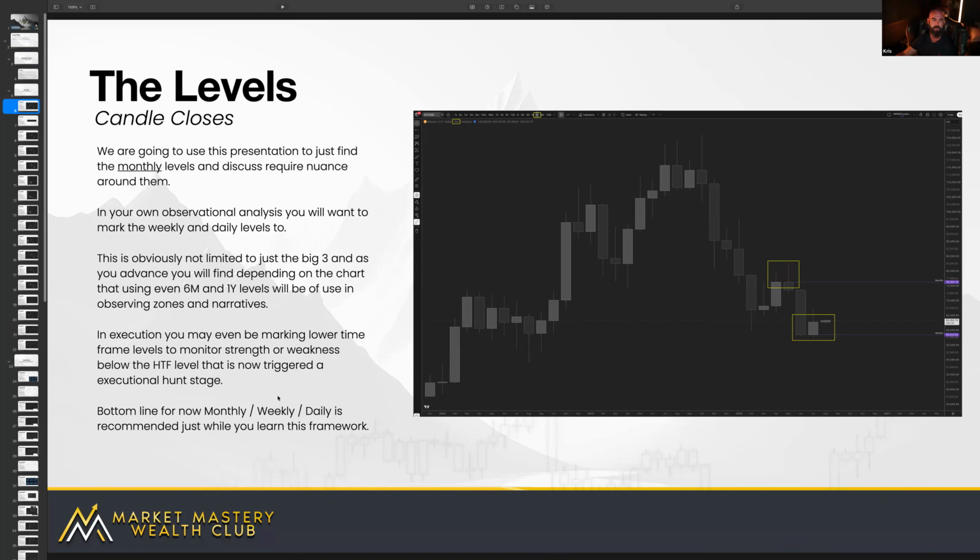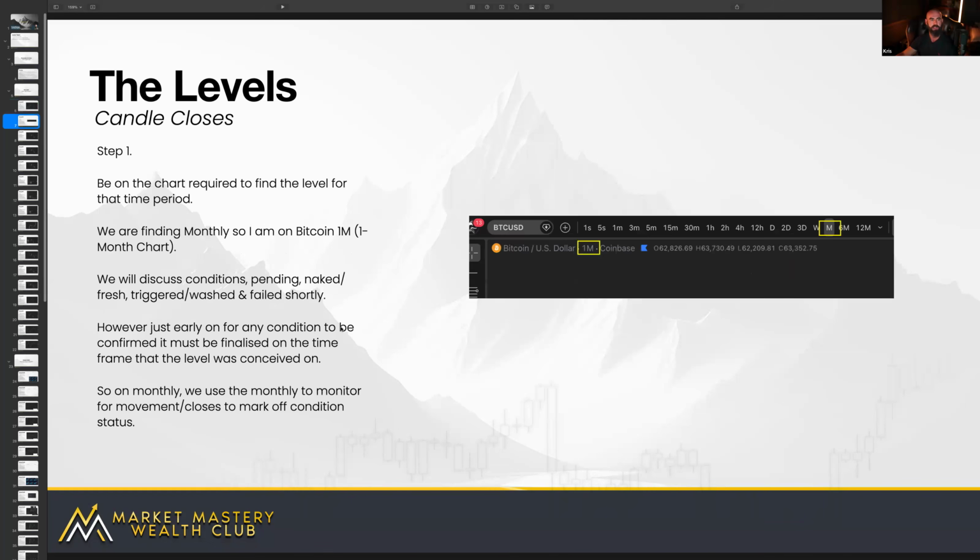So bottom line for now, monthly, weekly, daily, okay? So be on the chart required to find the level for that time period. This is step one. We're finding monthly, so I'm on Bitcoin, 1 month chart. Look, I use Coinbase. Some of you use Binance. That's completely fine too. I like Coinbase. It's never done me wrong.